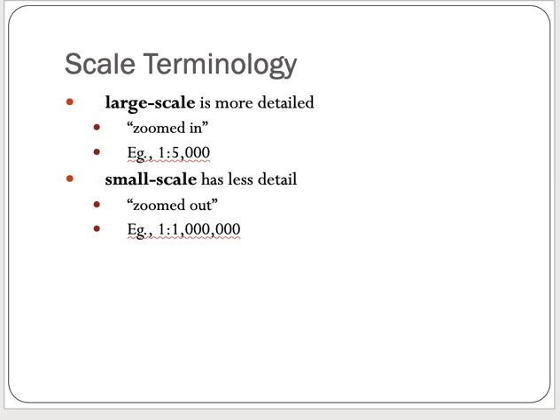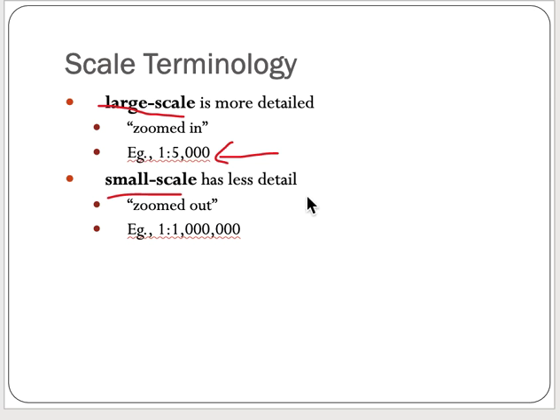So your map could either be a large scale map or a small scale map. The difference between the two is that a large scale map is more detailed. It is zoomed in. For example, an area of downtown Los Angeles, you're going to have more detail on that type of map. You could see the streets, the street names, for example. And the representative fraction is 1 to 5,000 for, let's say, a large scale map.